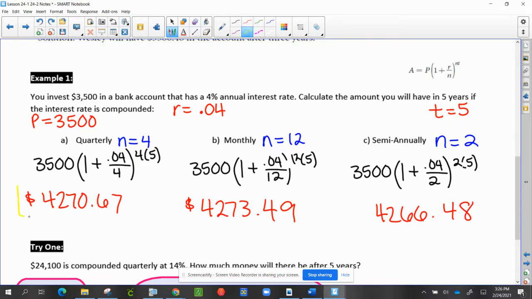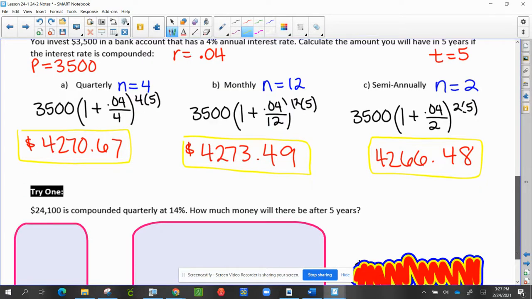Okay. So you can see the more times a year your interest is compounded, the more money you're going to make. So monthly, in this case, is the best deal out of the 3. So if you went to a bank and they gave you some options, you could always calculate your interest and see what you would make.